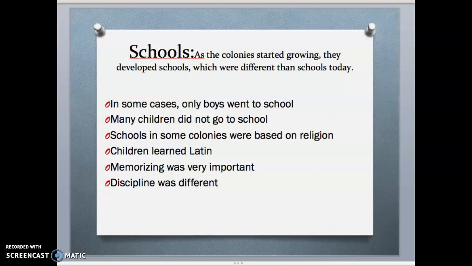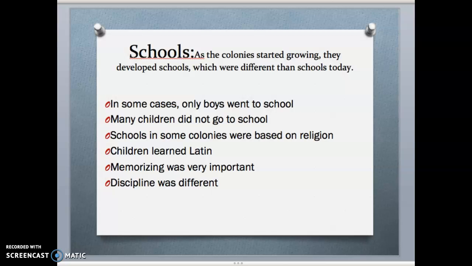In some cases, only boys went to school. Many children did not go to school. Schools in some colonies were based on religion. Children learned Latin. Memorizing was very important. Discipline was different. So all of these talk about the differences between schools then and now. So they all go with my main point. But the size of some of these subtopics don't really match.